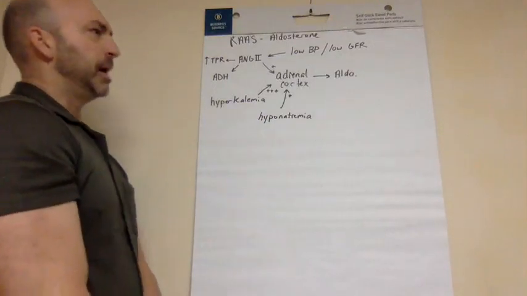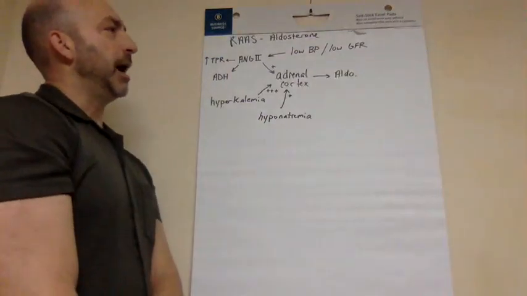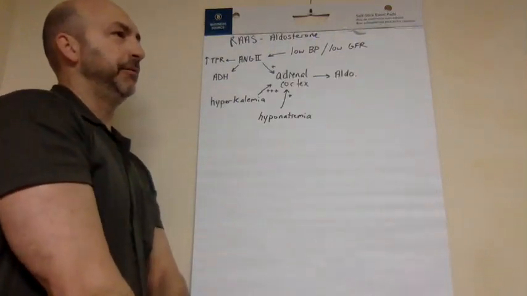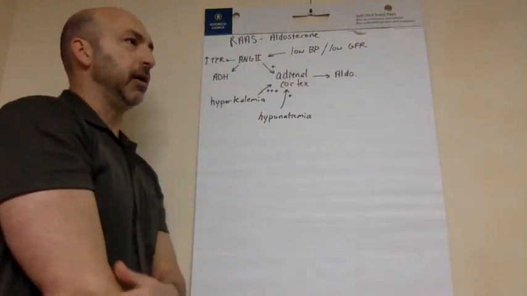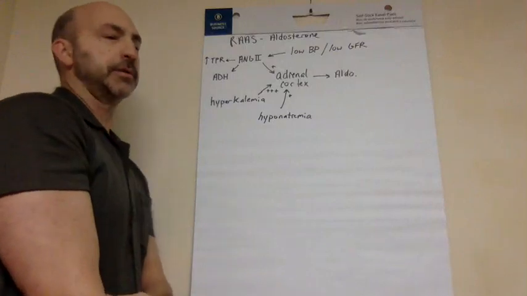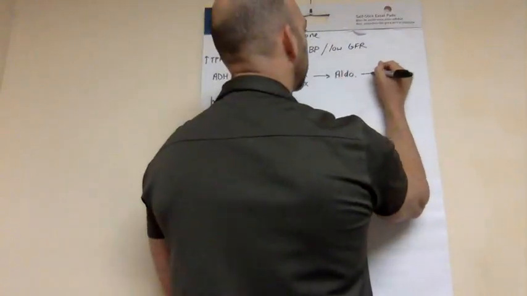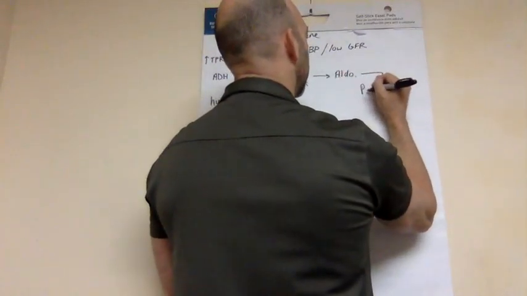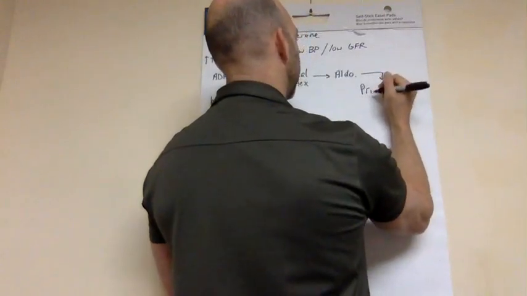All right, and so how does aldosterone do this? Well, aldosterone acts fairly exclusively on the distal nephron, so it's going to act on what are called the principal cells.